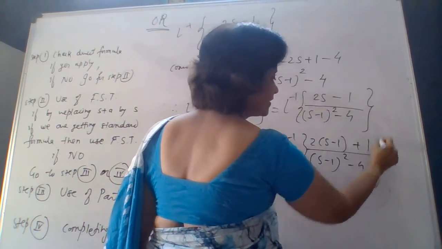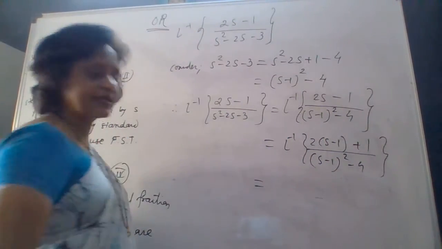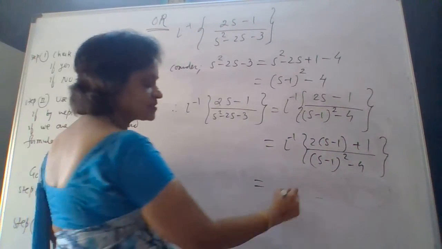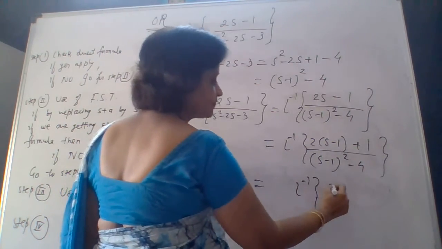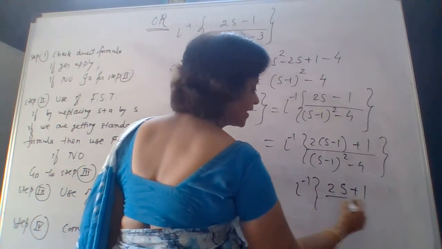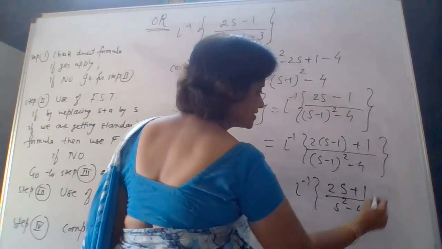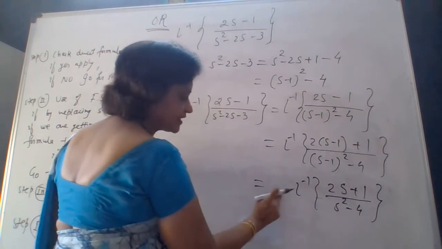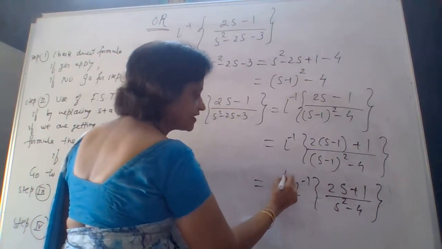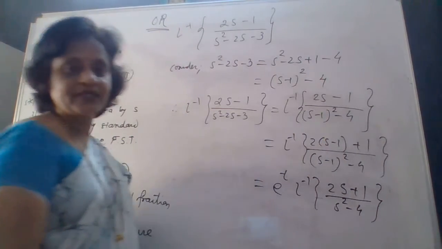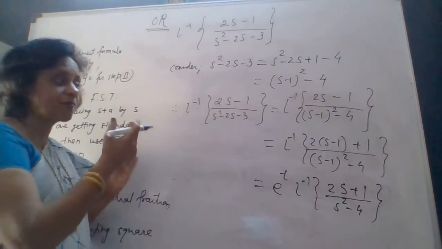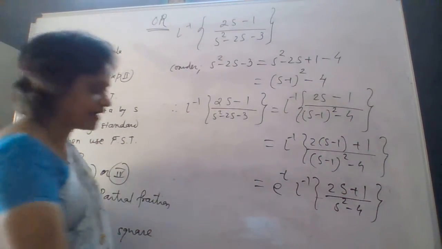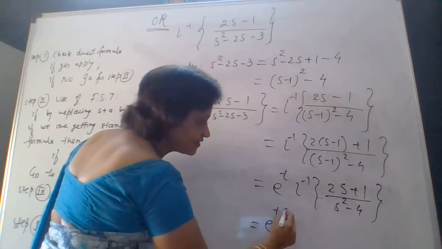And now I will explain you the first shift. The moment you are replacing s minus 1 by s, see I replaced s minus 1 by s. Immediately before that I have to write now e raised to t, opposite sign. It is s minus 1, so it is e raised to plus 1 t. And now you can see what's the inverse.